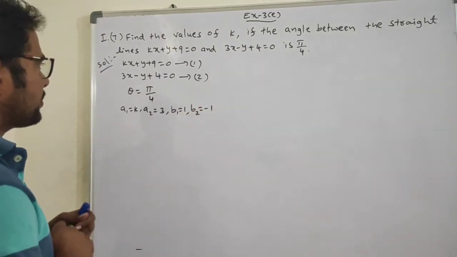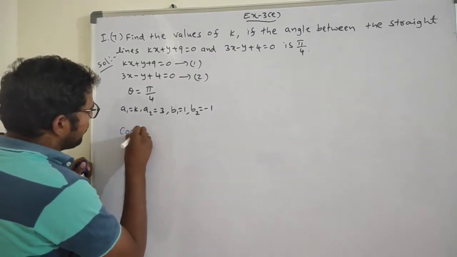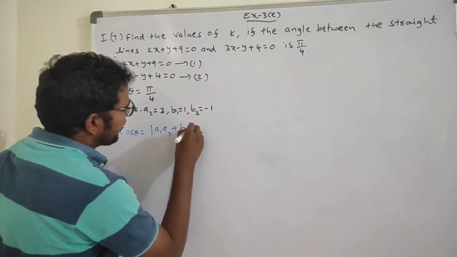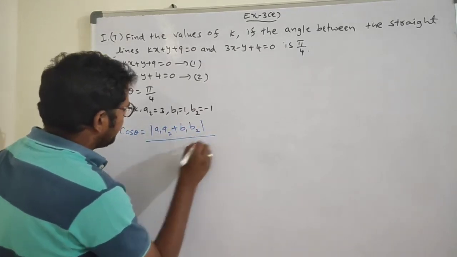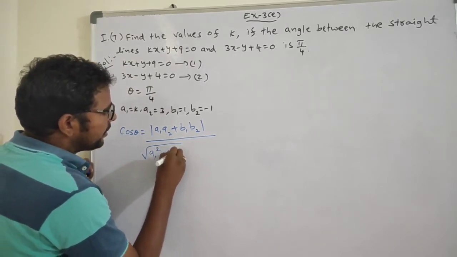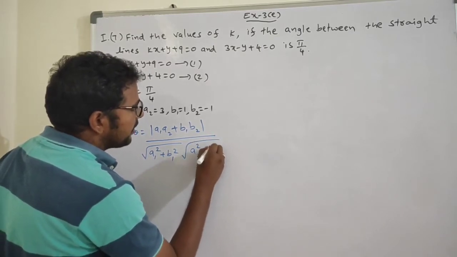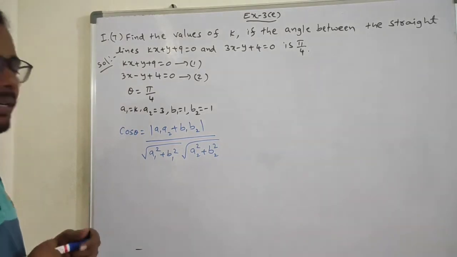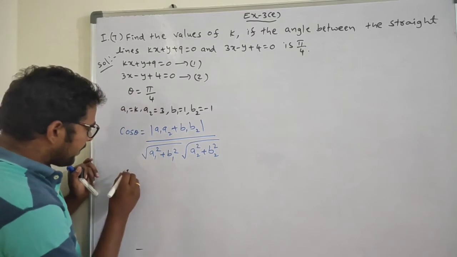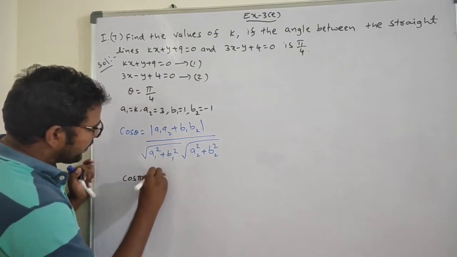Now write the formula. Cos theta is equals to modulus A1 A2 plus B1 B2 by under root of A1 square plus B1 square into A2 square plus B2 square. Now substitute values A1 A2 B1 B2 theta value. So what is theta given? Pi by 4. Cos pi by 4 is equals to A1 A2.